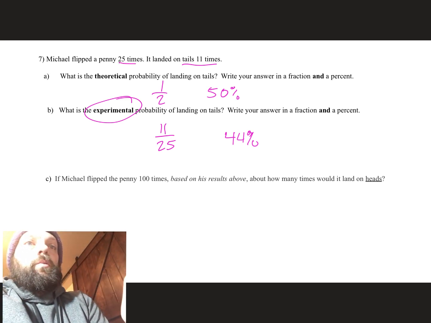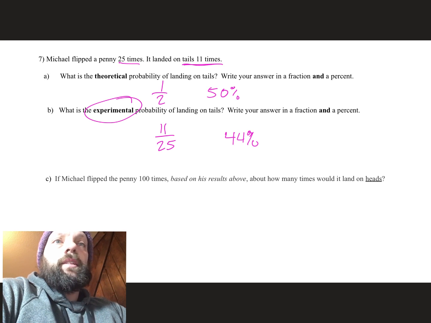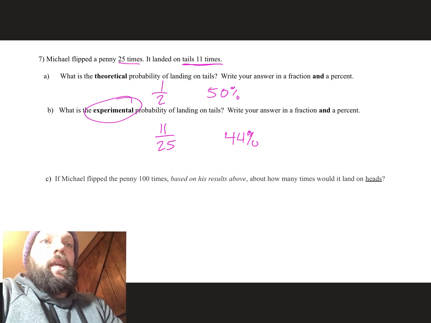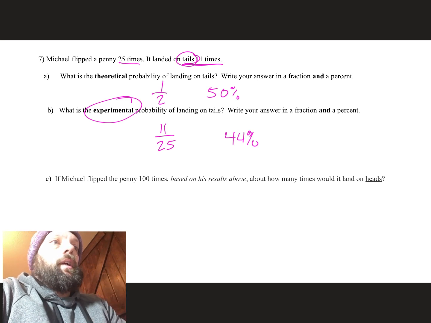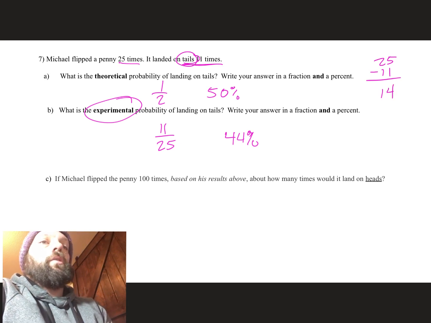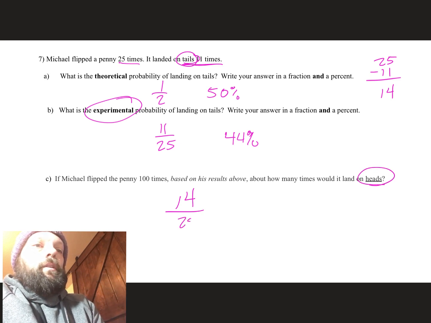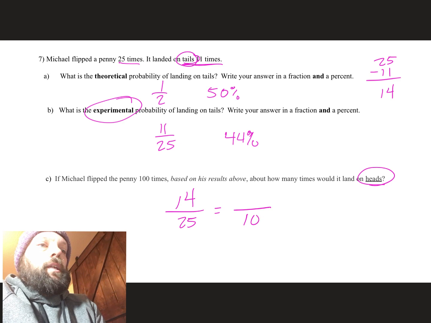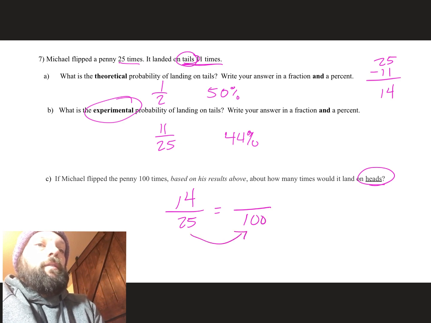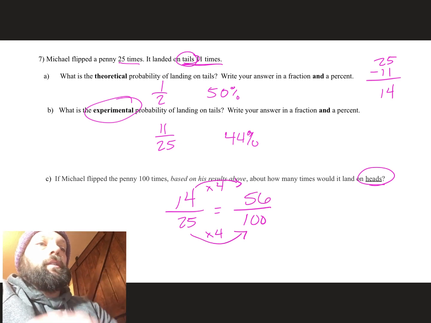So then moving on to C, if Michael flipped the penny 100 times based on his results above, so the results above, the 25 times and the 11 tails, based on those results, how many times would it land on heads? So if 11 times it landed on tails, then we take 25 minus 11, which is going to give me 14. So that means 14 times it landed on heads, out of the 25, and we're going to set this equal to 100. So 25 times 4, which means this is times 4, so that's going to give me 56, okay?